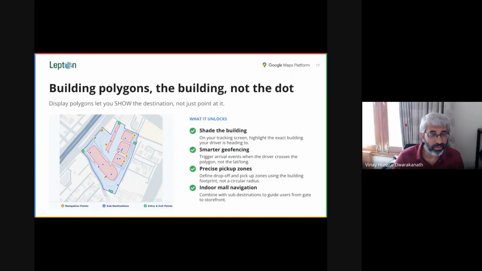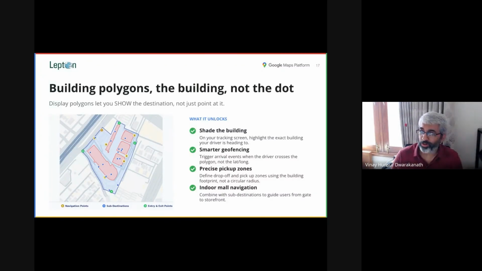So you can do 4 things with this. With the building polygons, you can shade the building on your tracking screen, so your customer sees exactly which building their order is heading to. There is no more confusion in a 4-tower or a 6-tower or an 8-tower complex. There is smarter geofencing, so you can trigger arrival events when the driver crosses the building outline, right? Not a 100-meter circular zone that fires too early or fires too late.